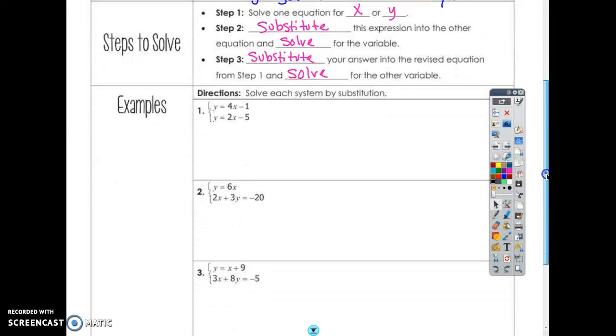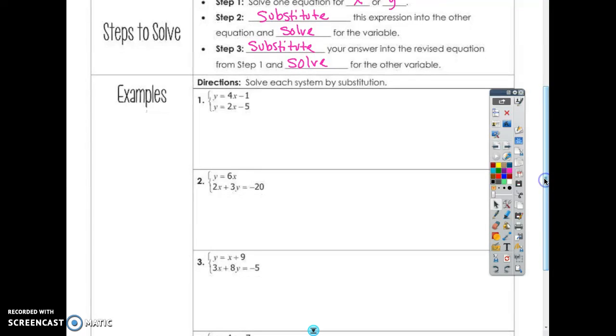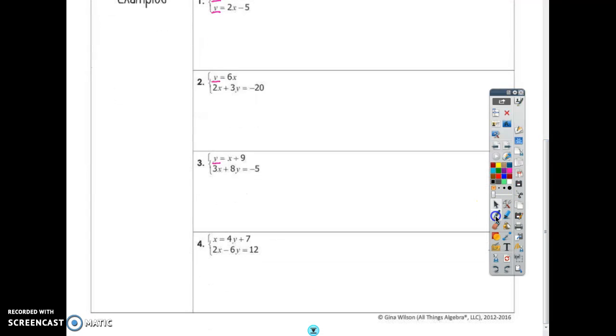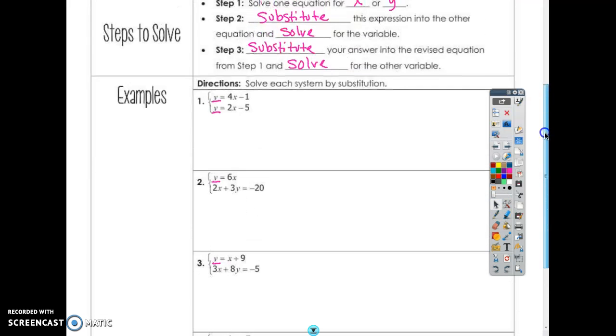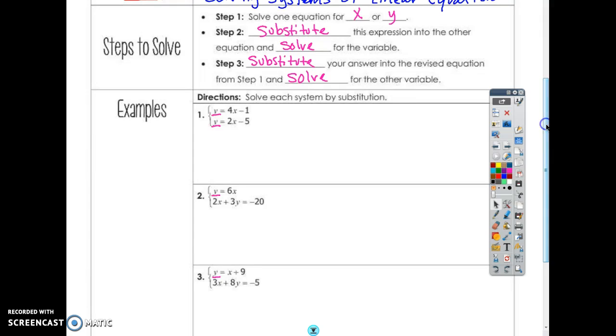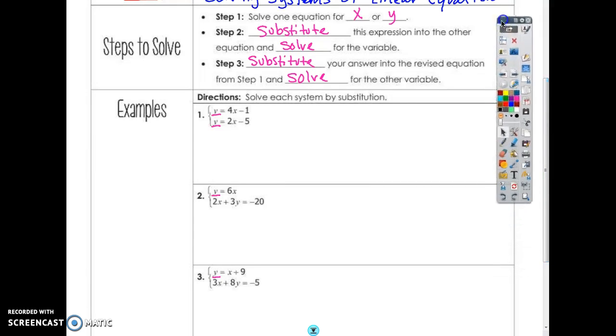So we have some examples here, and if you notice, problem number 1, both equations are already solved for y. Problem number 2, it's only solved for y. Problem number 3, you have one that's solved for y. And problem number 4, you have one that is solved for x. So as long as it's already solved, then you don't need to solve it to begin with. And that just makes it a little bit easier and doesn't give you so much trouble. So we're going to take problem number 1.